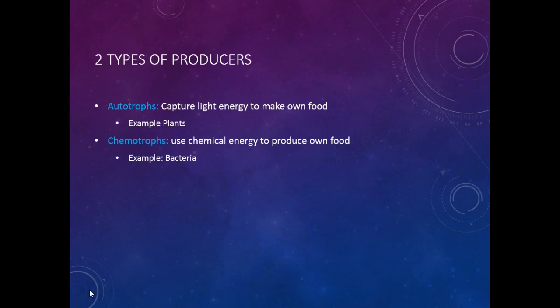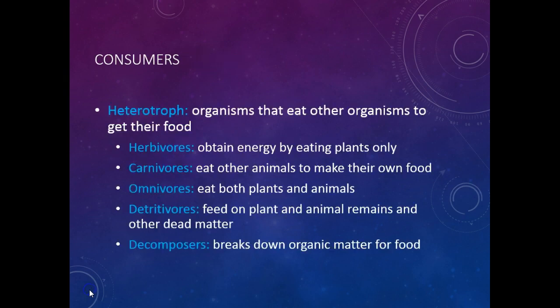The other type of producer is a chemotroph, and chemotrophs use chemical energy to produce their own food. A good example of a chemotroph is bacteria. Bacteria use chemical energy to produce their own food. So the producers had a list of two, which were autotrophs and chemotrophs.